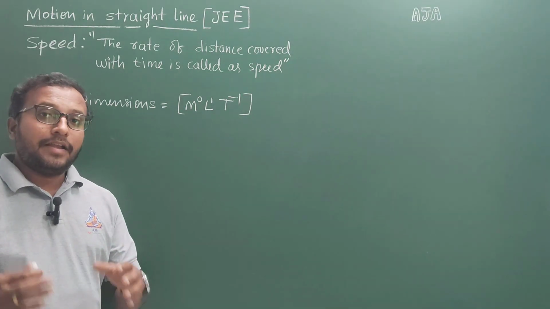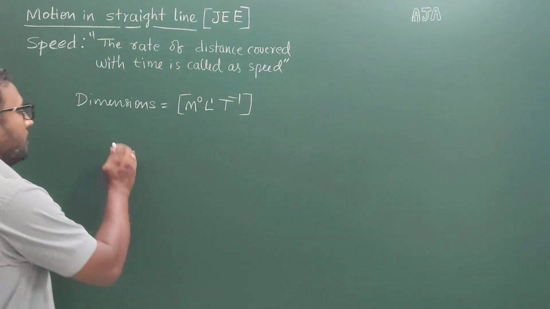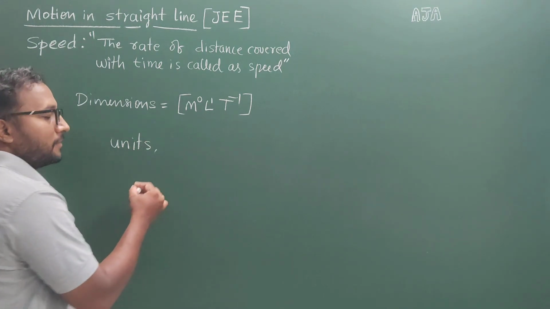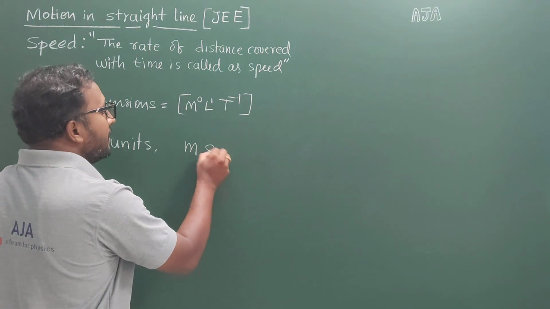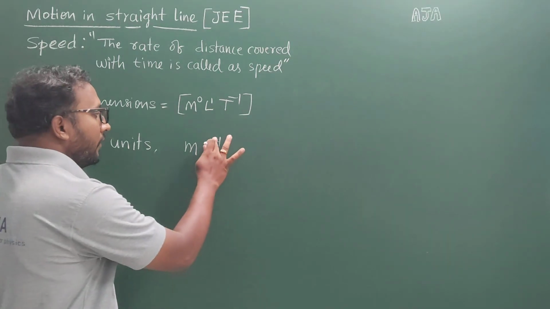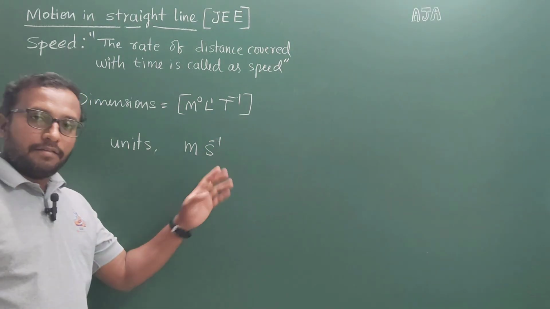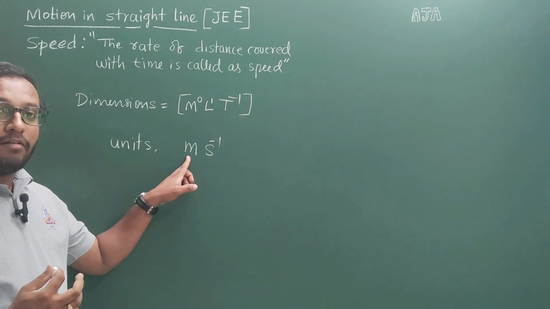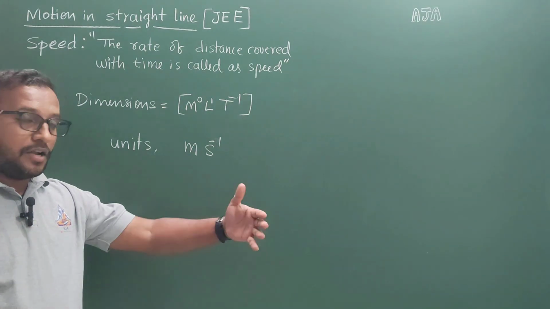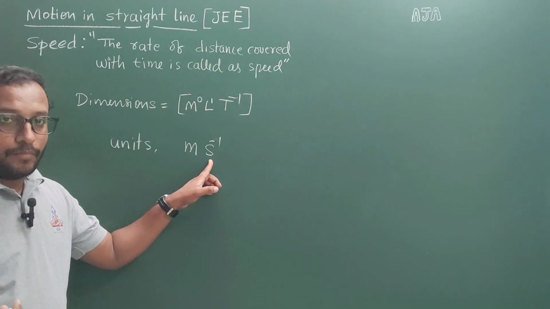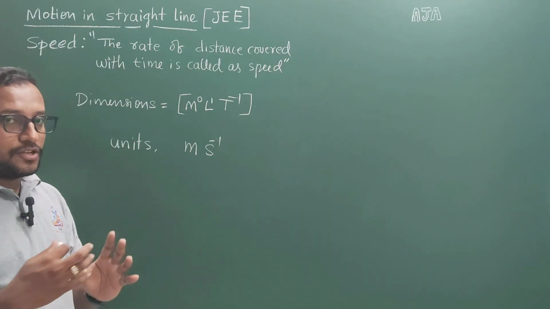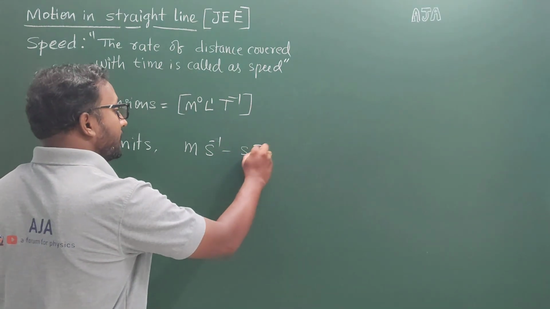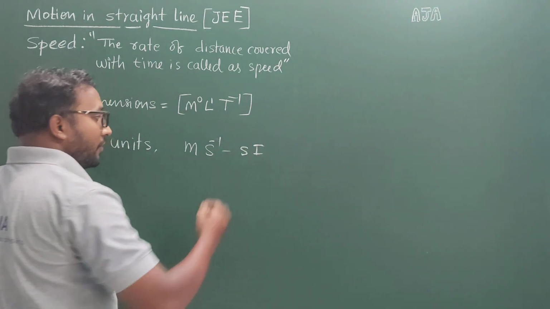Now let's talk about the different units of speed. First I will tell you the SI unit of speed. The SI unit of speed is meter per second. As the unit itself indicates, it measures how much distance, measured in meters, is covered with respect to unit time. That is what speed actually is. This is the SI unit, the standard international unit.